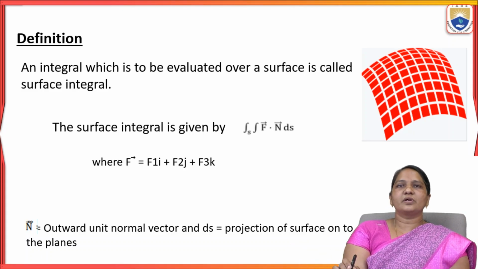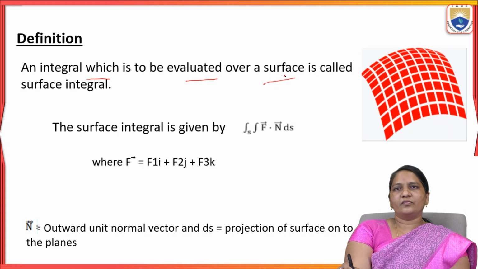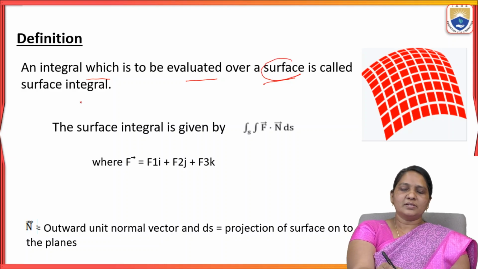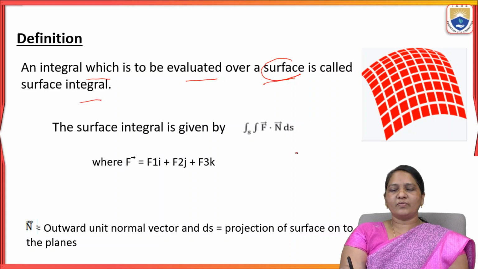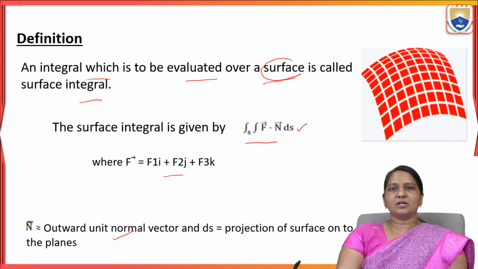The definition of the surface integral: an integral which is to be evaluated over a surface is called a surface integral. The formula is double integral over S of f bar dot n bar ds. Here f bar is f1 i plus f2 j plus f3 k, and n bar is the outward unit normal vector. For ds we are going to select the xy plane, yz plane or zx plane, based on what is possible for the problem.